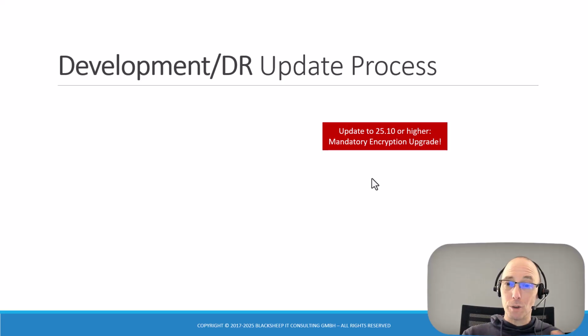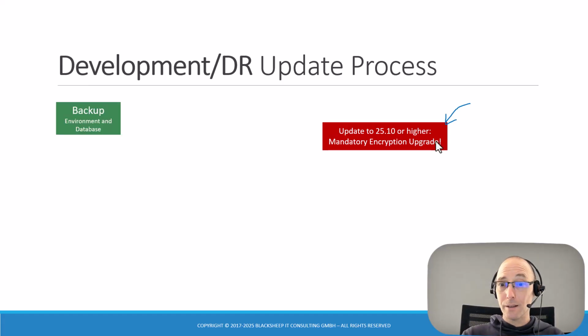So here's the process for a DR environment. The development environment update is different from the RR environment. Notice here 25.10 or higher, you're going there, make sure you understand the implications of the encryption upgrade. But of course, you start with a backup, shut down your environment.